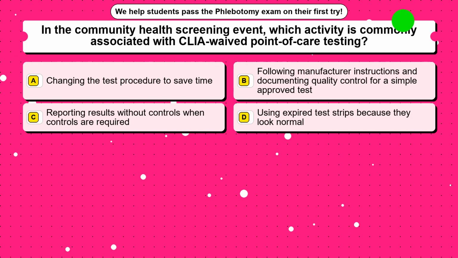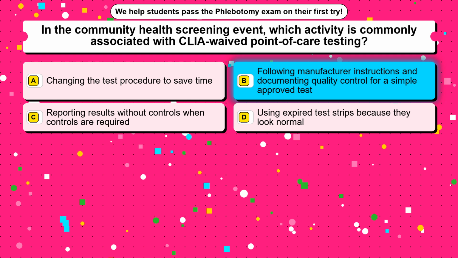Question 69. In the community health screening event, which activity is commonly associated with CLIA waived point of care testing? Option A, changing the test procedure to save time. Option B, following manufacturer instructions and documenting quality control for a simple approved test. Option C, reporting results without controls when controls are required. Option D, using expired test strips because they look normal. The correct answer is option B, following manufacturer instructions and documenting quality control for a simple approved test.